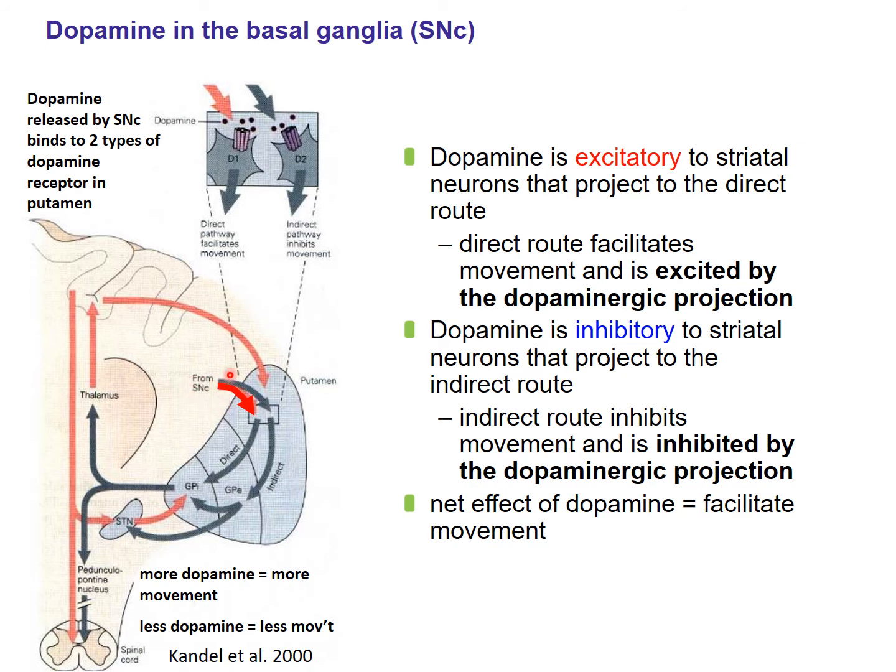In contrast, dopamine is inhibitory to the striatal neurons that project to the inhibitory indirect route. So because the indirect route is inhibited by the dopaminergic projection and the direct route is excited by the dopaminergic projection, the net effect of dopamine is to facilitate movement.